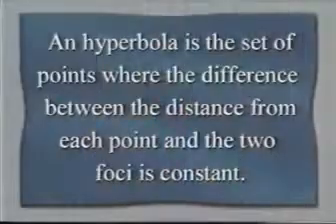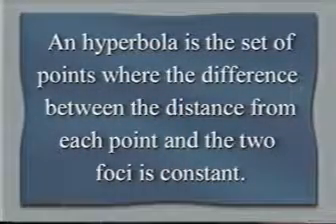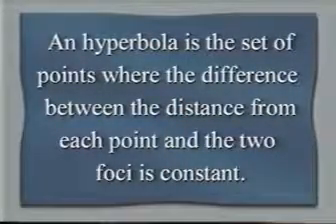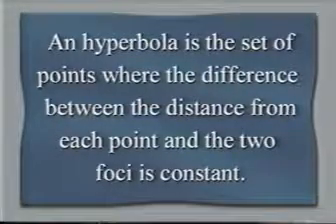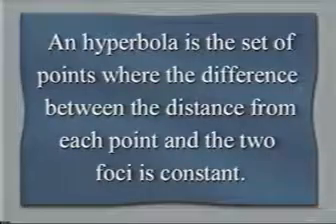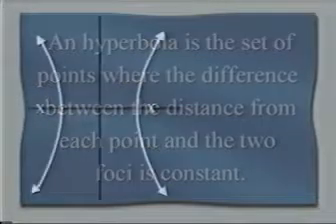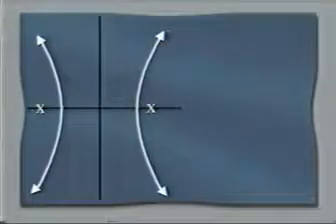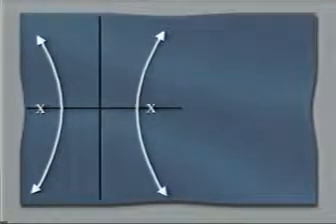Our last conic section is the hyperbola. I'm not really sure whether to say hyperbola with "a" or "an," they both sound incorrect. A hyperbola is a set of points where the difference between the distances from each point to the two foci is constant. The difference rather than the sum. A hyperbola is comprised of two parts that are symmetric, and we can see in our diagram we have the two parts of the hyperbola.